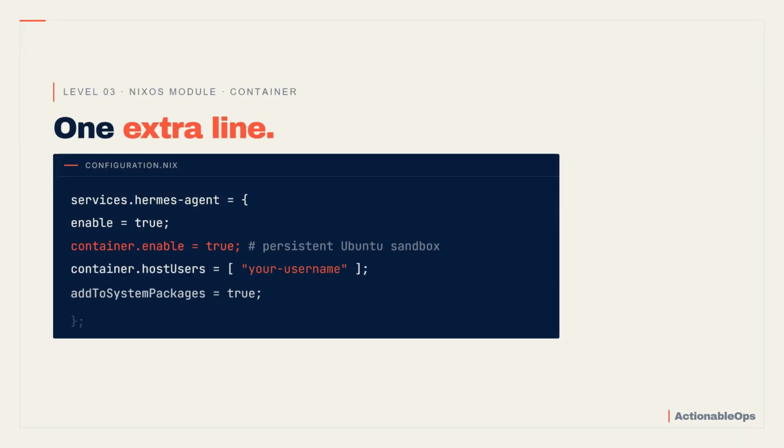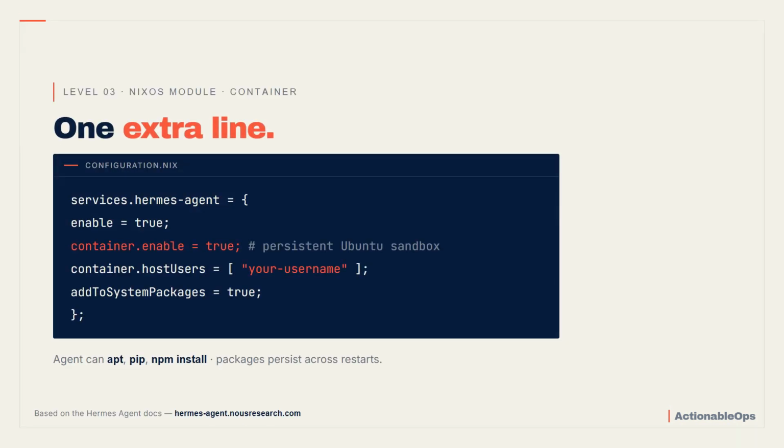Level 3 flips one switch. Add container.enable = true, and you get the same module, but Hermes now runs inside a persistent Ubuntu container. This is the mode you want when the agent needs to apt install, pip install, or npm install things and have them stick across restarts.